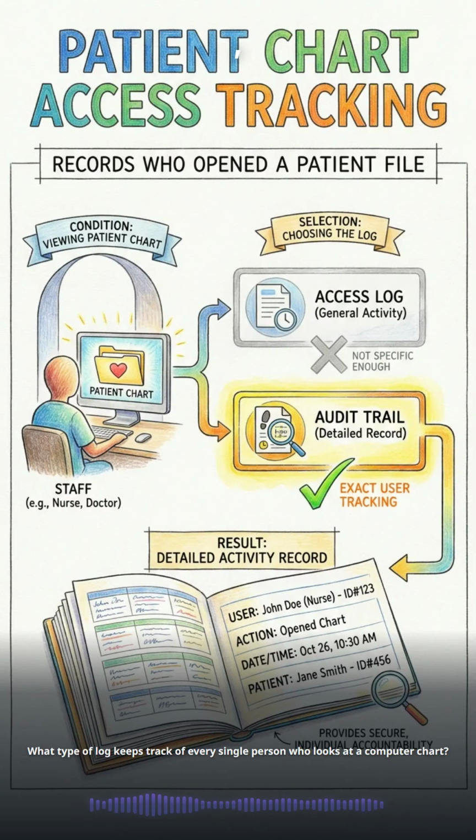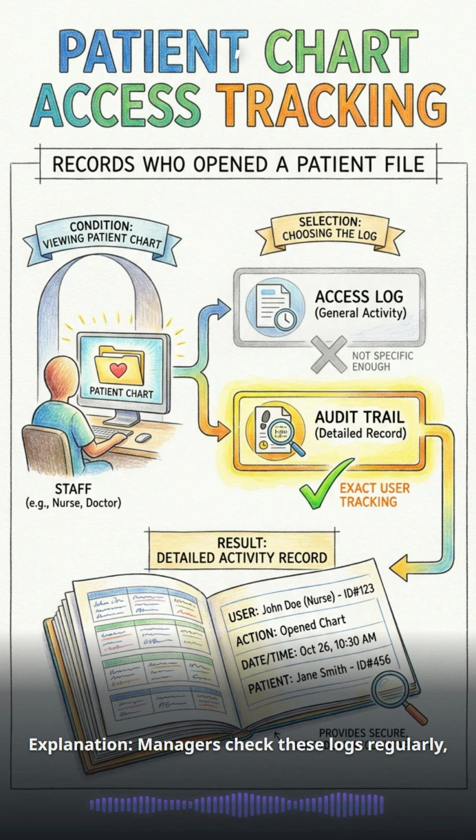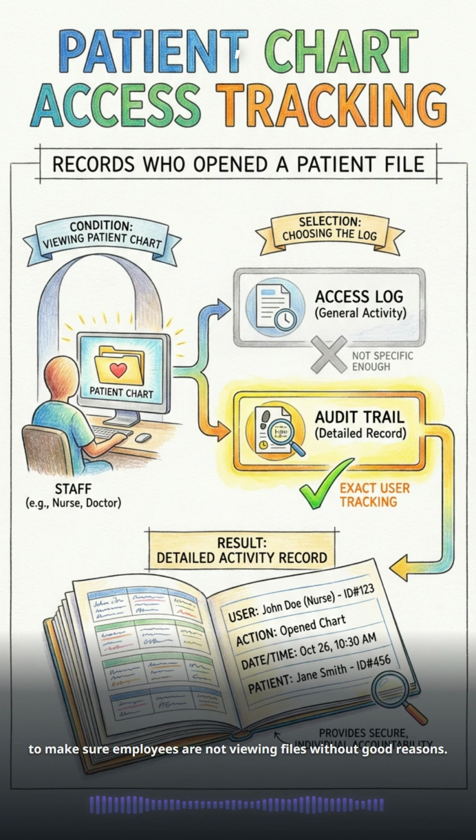37. What type of log keeps track of every single person who looks at a computer chart? An audit trail is a computer tracking system that records exactly who opened a patient file. Managers check these logs regularly to make sure employees are not viewing files without good reasons.